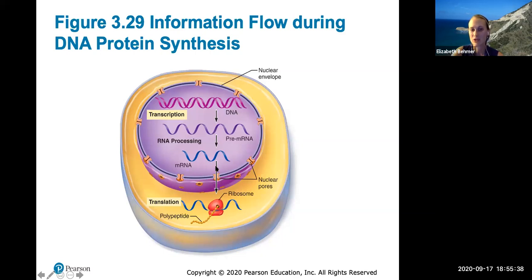Messenger RNA will travel out of the nucleus through those nuclear pores, and it will go into a ribosome. And when it's inside the ribosome, this is when translation occurs, because this polypeptide, which are just links of amino acids, will be formed when a transfer RNA molecule brings them over to that ribosome.